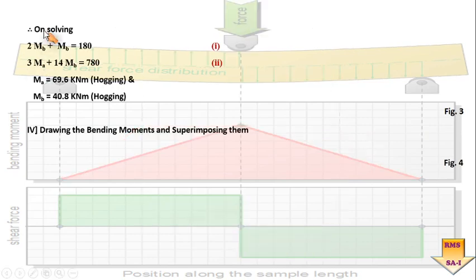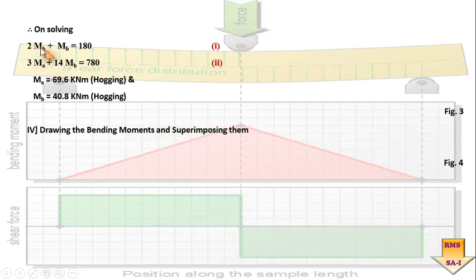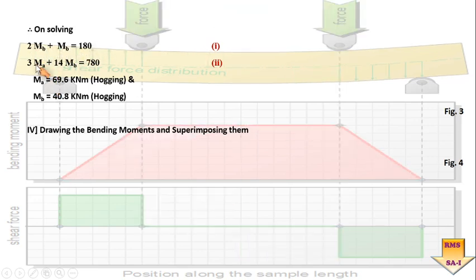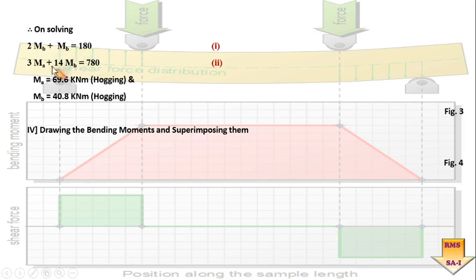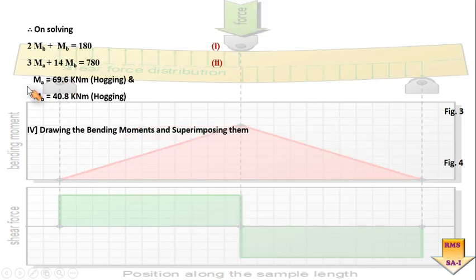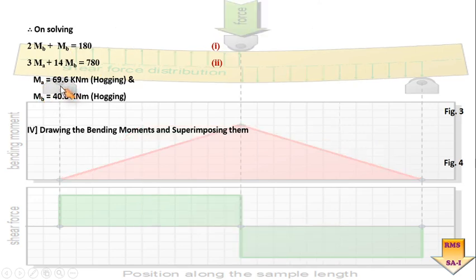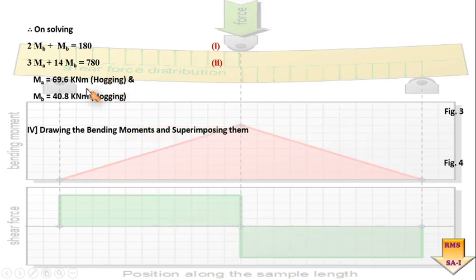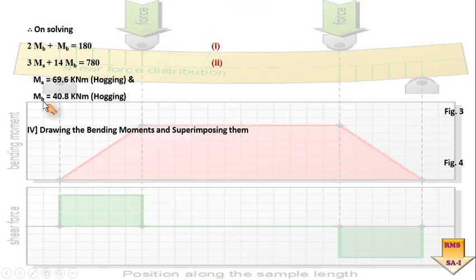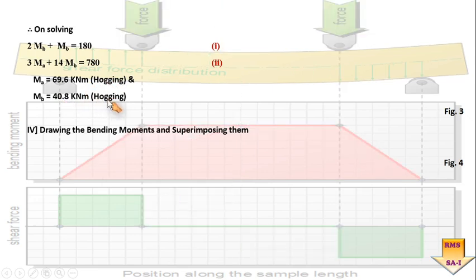So here you can see we have solved equations number 1 and 2. Again, 2MA plus MB is equal to 180 and 3MA plus 14MB is equal to 780. After solving these two simultaneous equations, we come across the values of MA equal to 69.6 kilonewton meter. It is coming out to be hogging, obviously it is minus. MB is equal to 40.8, again hogging, again it is going to be minus.